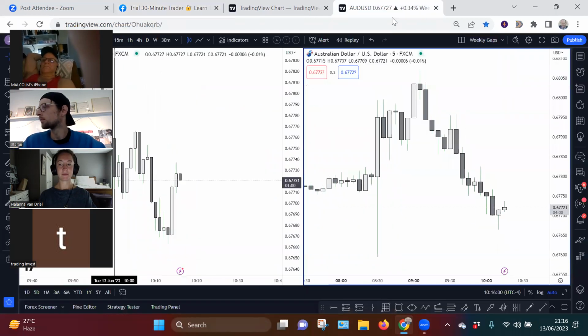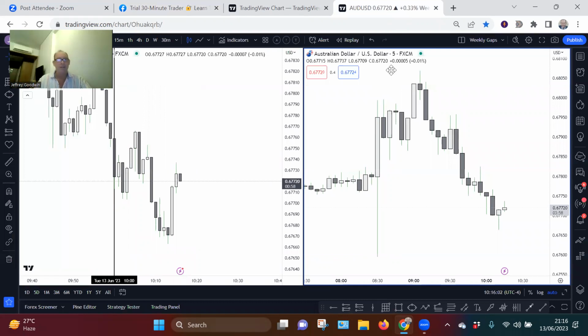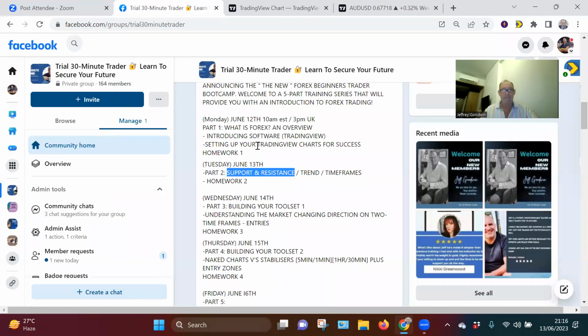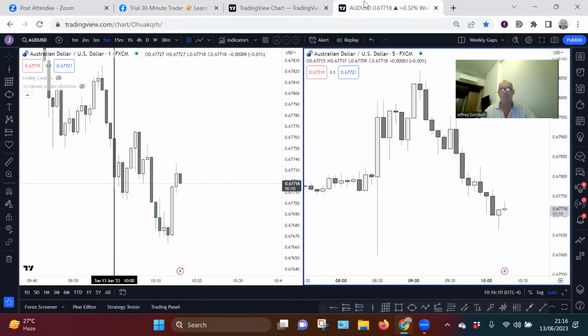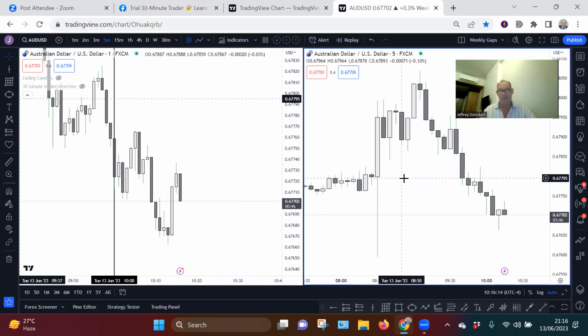So let's look at AUD USD right now. I'm just going to remove this. And I'm going to quickly jump back and forward to this. Support and resistance, trend lines and time frames. Multi-time frames, a 1 and a 5. You can use a 5 and a 15.